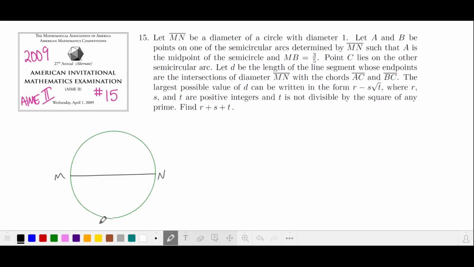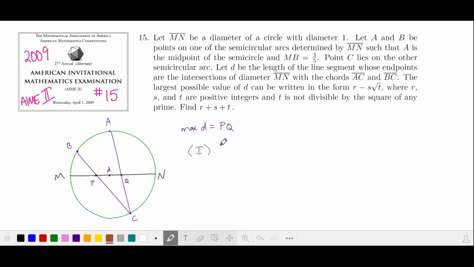MN is our diameter. Here's the center of our circle, and point A is up here, where A is the midpoint of the semicircle and B is close to M. We're going to pick a point C on the other side of the diameter, and we'll call these intersecting points P and Q. So we're asked to maximize D, which is the distance from P to Q.